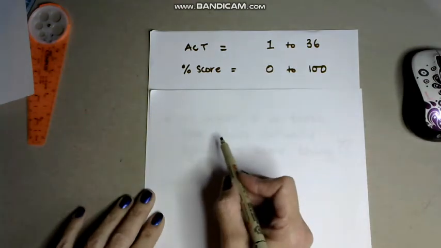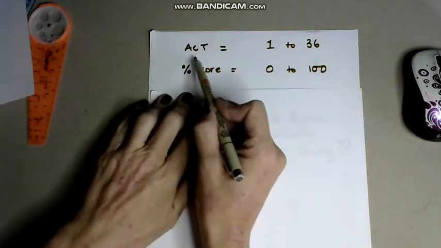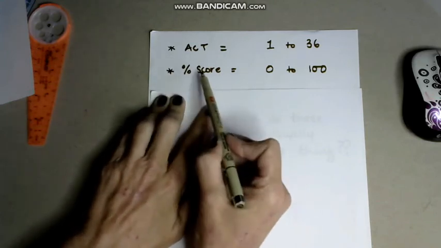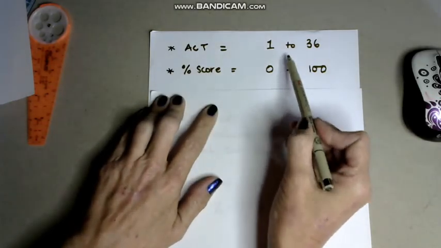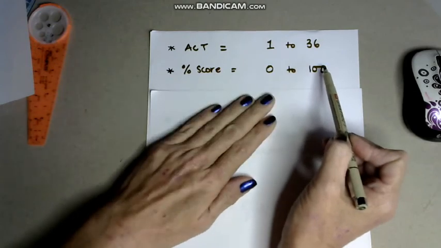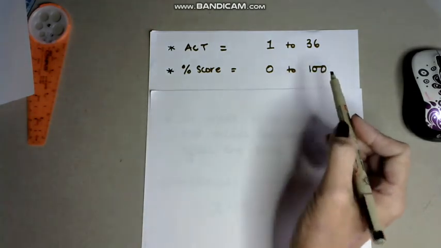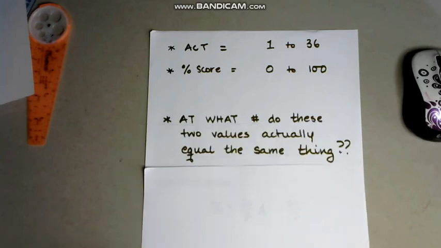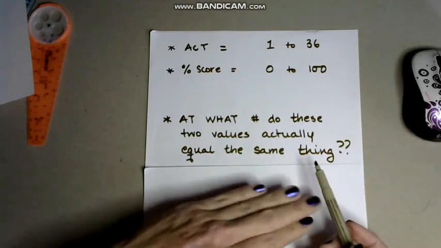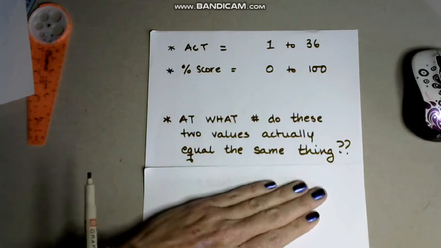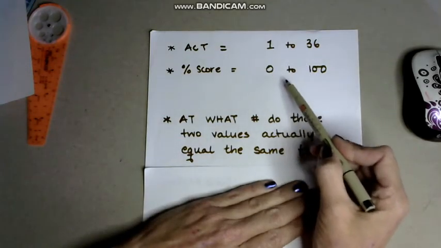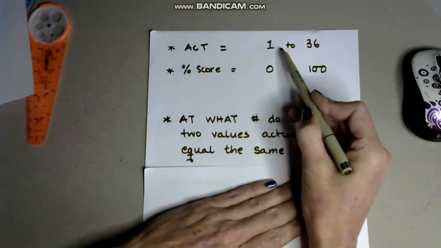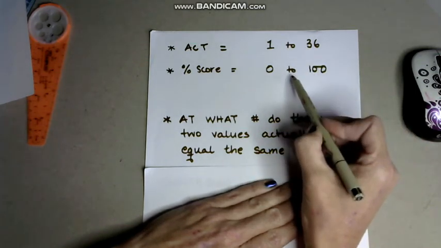So imagine I take the ACT and I get a score, and I can figure out what it is by scaling it. But now I'm going to ask you a specific question. At what number do these two values actually equal the same thing? At what number, and obviously it's going to have to be between 1 and 36, does a score on the ACT equal that percent?